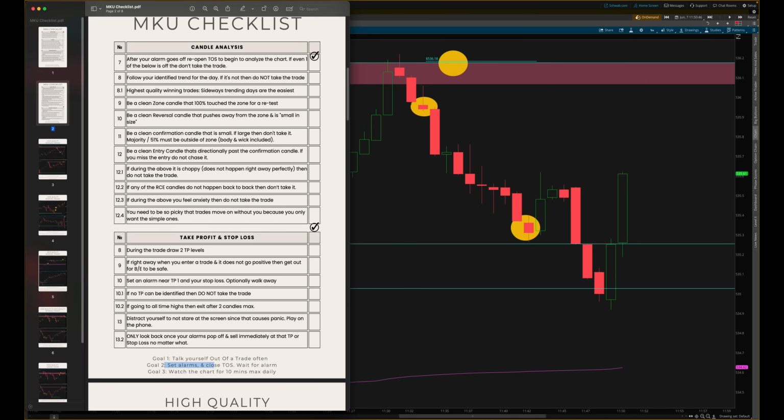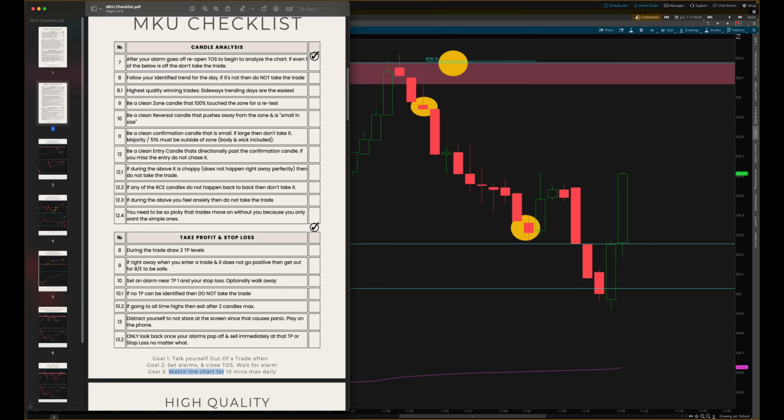Goal 2, set alarms and close Thinkorswim. Wait for an alarm. Talked about that as well. But again, one of the fundamentally most important things when it comes to trading. Goal 3, honestly, I probably should have put this as 1 because I think it's the most important piece for a lot of people why they long term lose trades so much. But watch the chart for 10 minutes max per day.